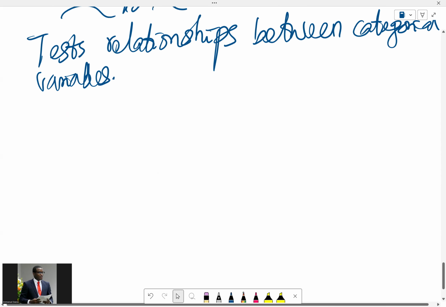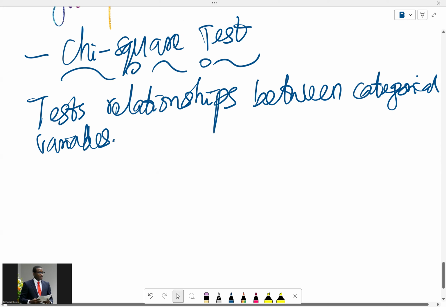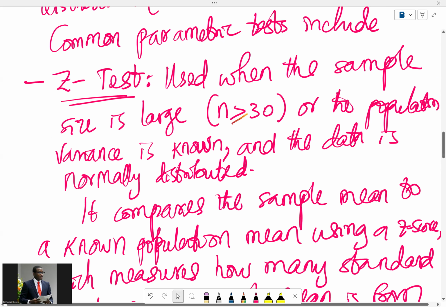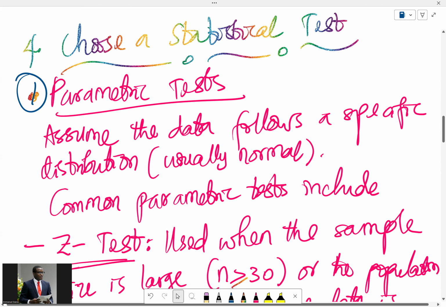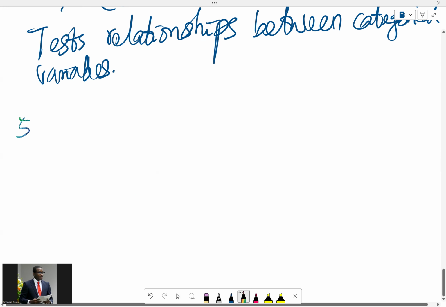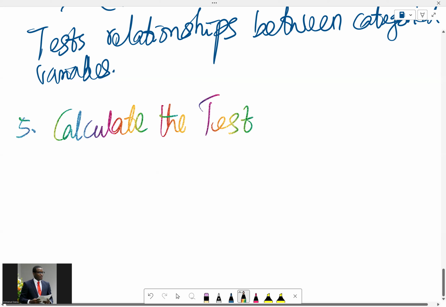So we go on with the steps in hypothesis testing. Step 4 is to choose a statistical test. Now let's go to step 5. Once you have your statistical test, the next thing is to calculate the test statistic. These names look alike, but they mean different things. A statistical test is different from a test statistic.